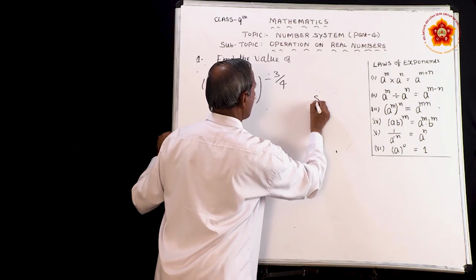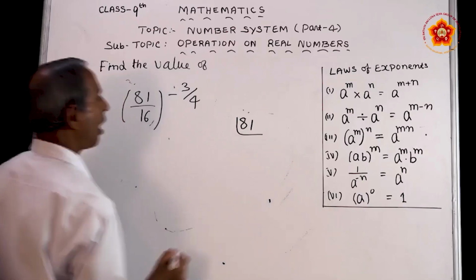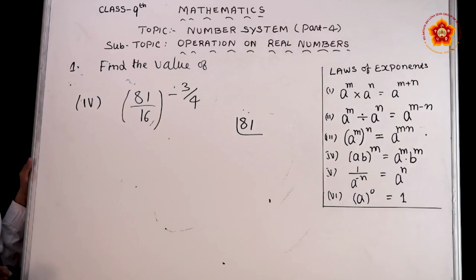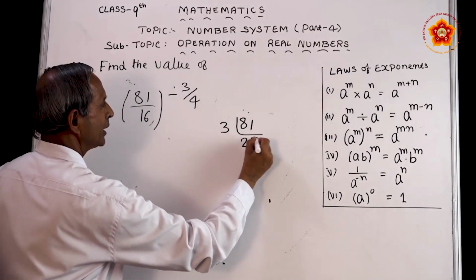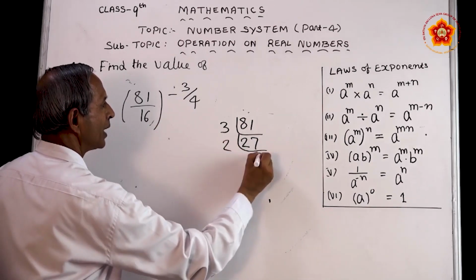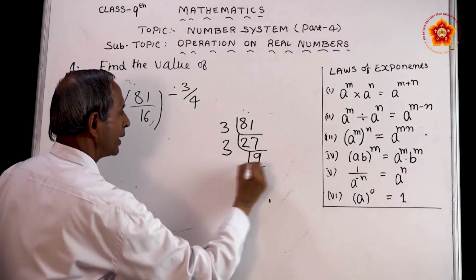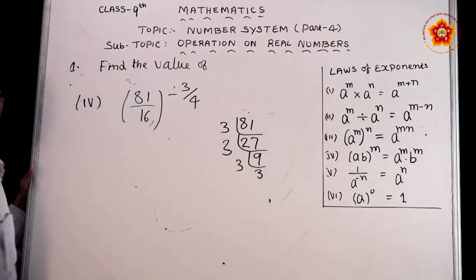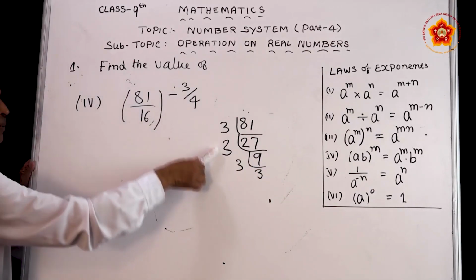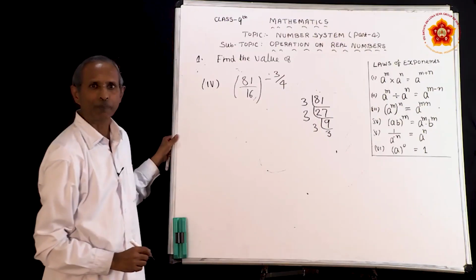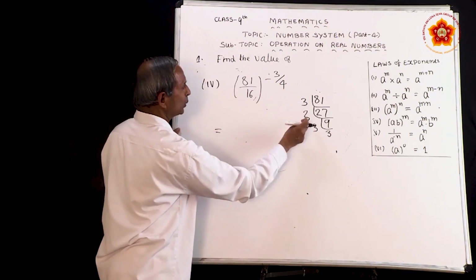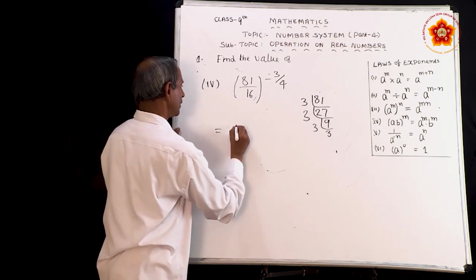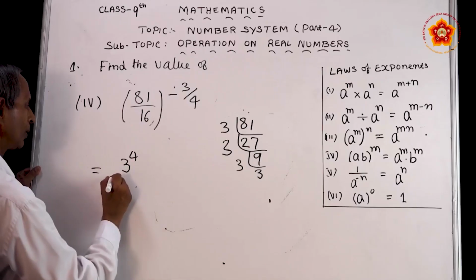Now 81, already you know, it is an odd number, it cannot be divisible by 2. So let us divide by 3 first. 3 twos are 6, then 3 sevens are 21, 3 nines are 27, and 3 threes are 9. Dear children, how many times is 3 repeating in this problem? It is repeating 4 times. Therefore, 81 can be written as 3 raised to the power of 4. I will write it as 3 to the power of 4.